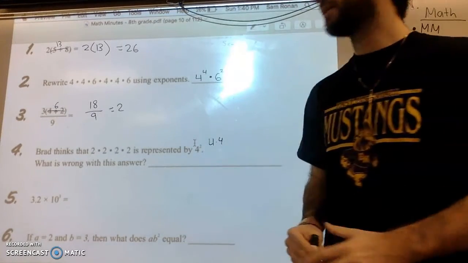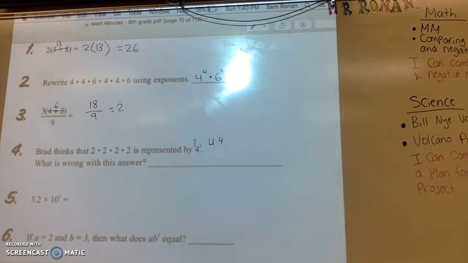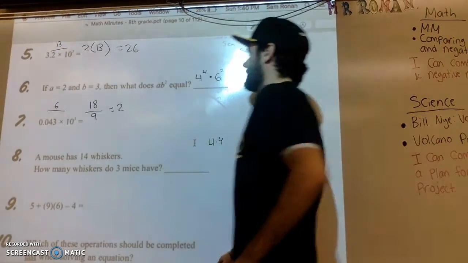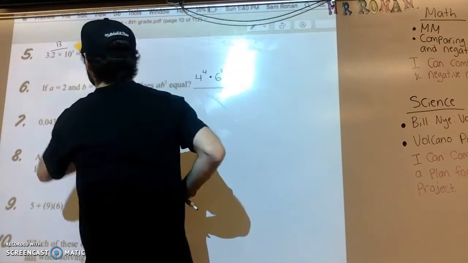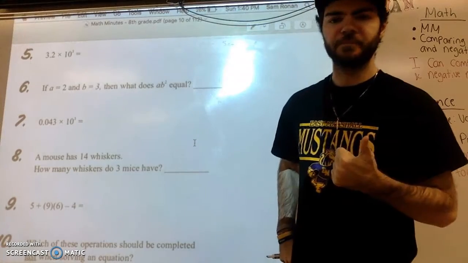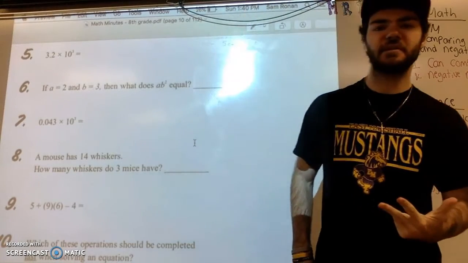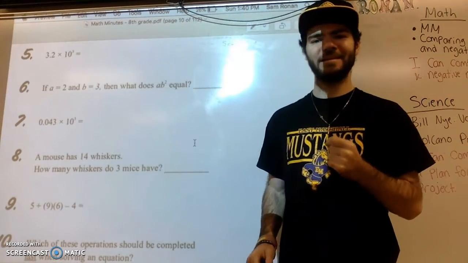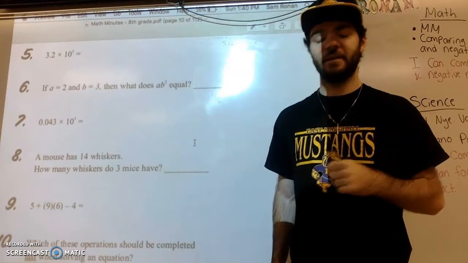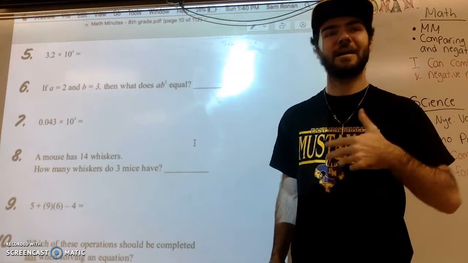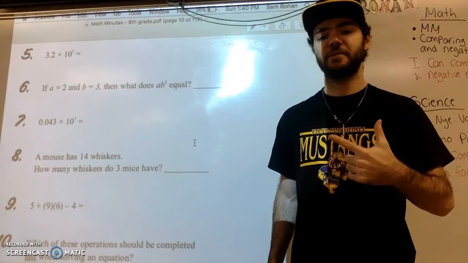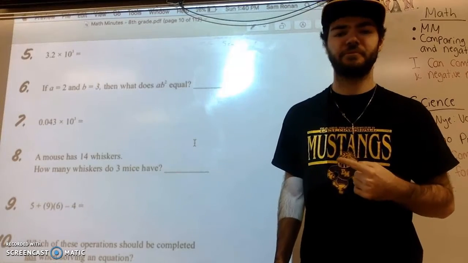Okay, number 5, we have 3 2/10 times 10 to the 3rd power. All right, what's nice about these here, guys, is we've talked about how when you're multiplying a number by 10 or 100 or 1,000 or whatever, however many zeros follow that 1, that tells you how many places to the right you're moving that decimal. And then same case with division. However many numbers are following that 1 in 10 or 100 or 1,000, whatever it is, that's how many places to the left you're moving.